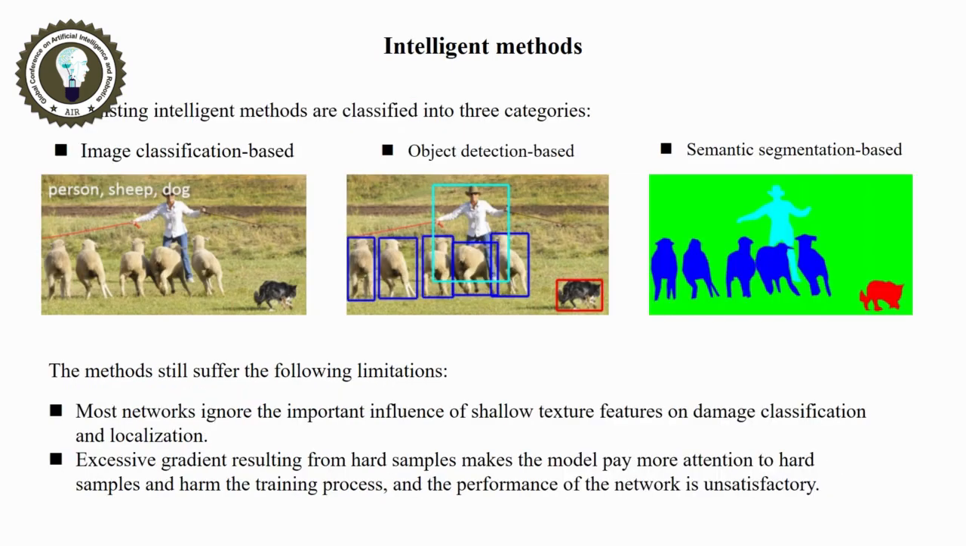The existing intelligent methods are classified into three categories: image classification-based methods, object detection-based methods, and semantic segmentation-based methods. The methods still suffer the following limitations. Most networks ignore the important influence of shallow texture features on damage classification and localization. Excessive gradient from hard samples makes the model pay more attention to hard samples and harms the training process, and the performance of the network is unsatisfactory.